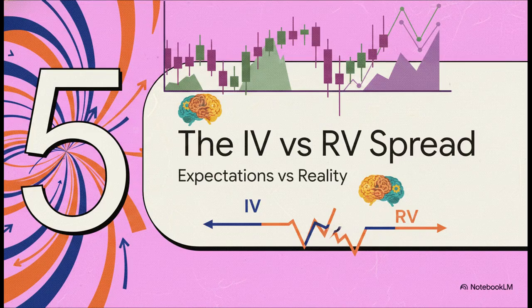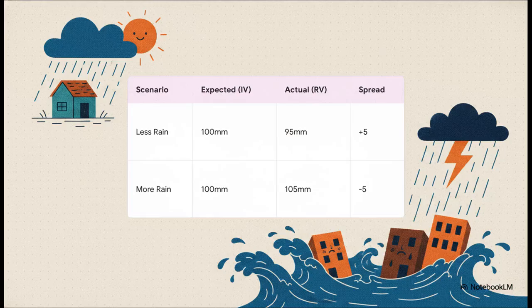Let's move to part 5, the IV versus RV spread. This is the core analytical concept where expectations finally meet reality. Let's lean back into our rainfall analogy to really grasp the spread. We're basically comparing what was expected to happen, that's our implied volatility, against what actually happened, our realized volatility.